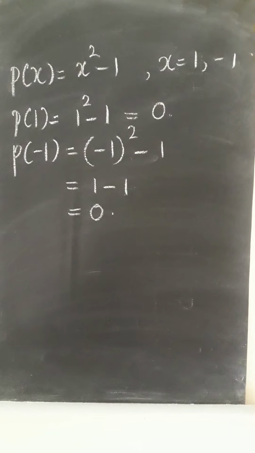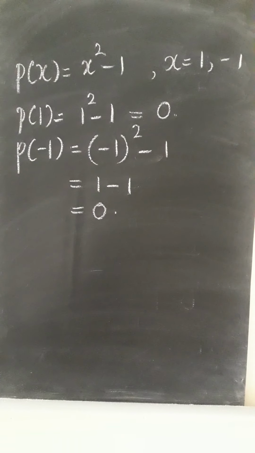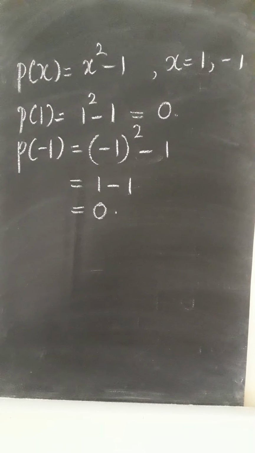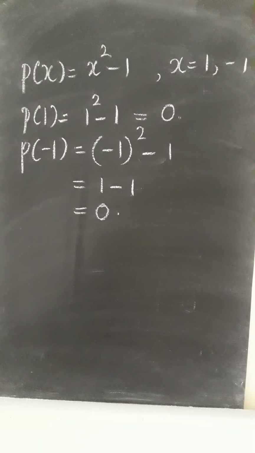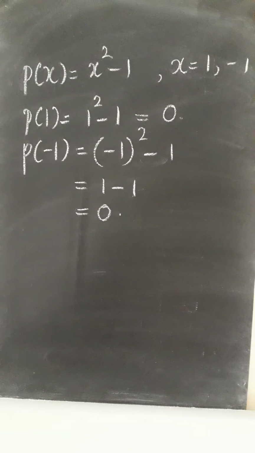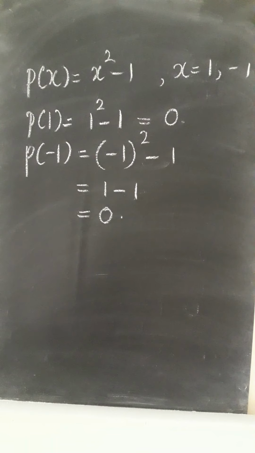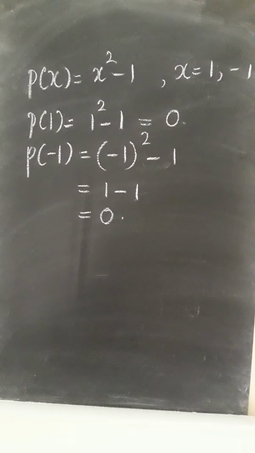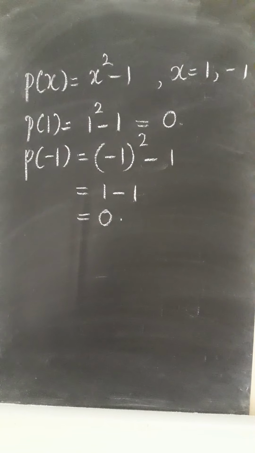So what do you observe here? P of 1 is equal to 1 square minus 1. So that is equal to 0. And similarly P of minus 1, minus 1 whole square minus 1. And that also equal to 1 minus 1 equal to 0. So what do you observe here? Both values, that means x equal to 1 and x equal to minus 1 are the zeros of the polynomial P of x is equal to x square minus 1.